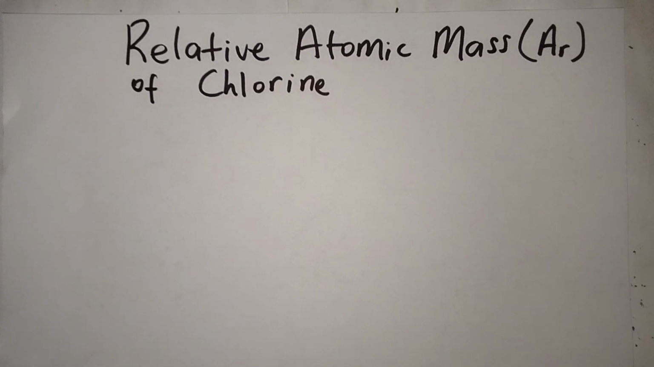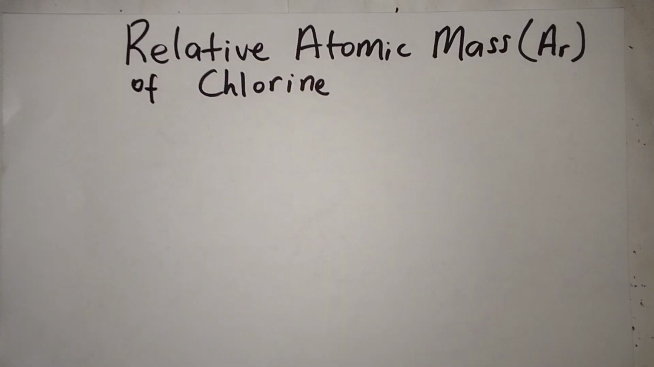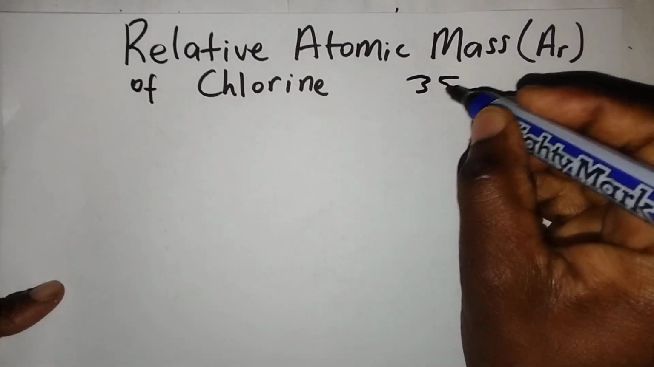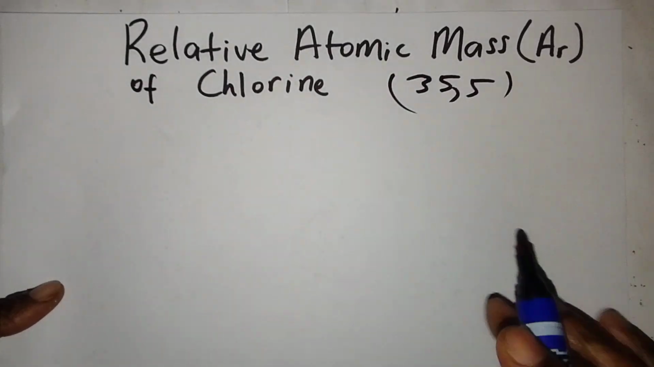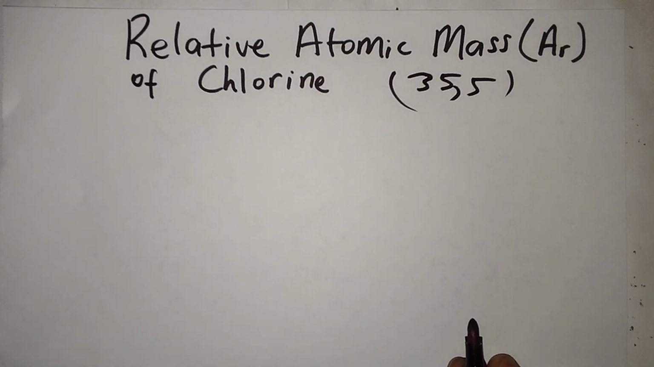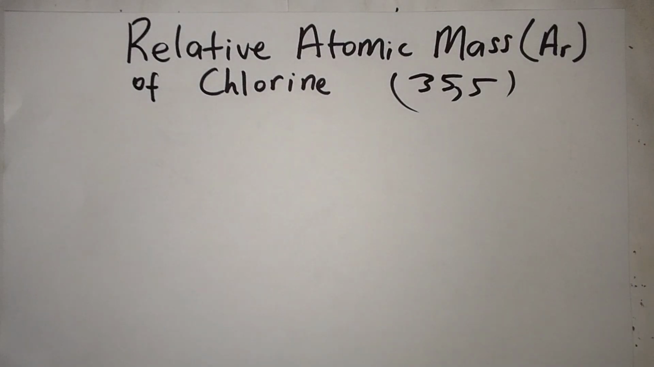In this video, we want to talk about the relative atomic mass or Ar of chlorine. If you go to the periodic table, you'll find that the Ar of chlorine is 35.5. I want you to understand how they got 35.5 as the relative atomic mass of chlorine. To get the Ar of chlorine as 35.5, they use the relative abundances of the isotopes which are found in chlorine.